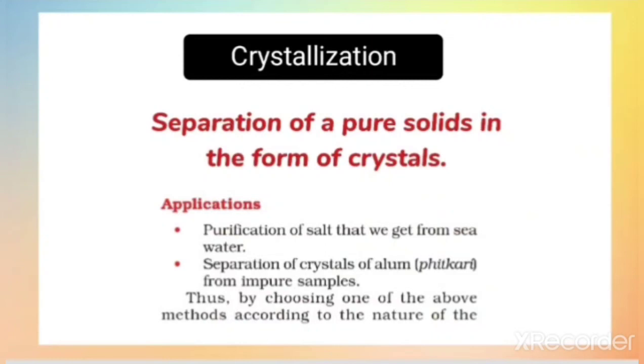The last one is crystallization. That is the separation of a pure solid in the form of crystals. That can be done by crystallization. An example is the purification of salt that we get from seawater, because seawater contains different types of salts, impurities and so on. So how can we purify the salt? That is by the crystallization technique. And the separation of crystals of alum, called phitkari, from impure samples can also be done by the method called crystallization.